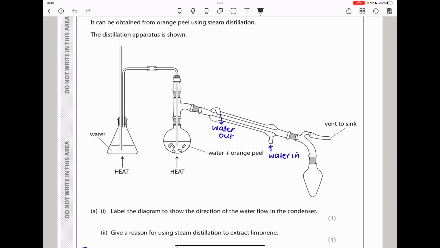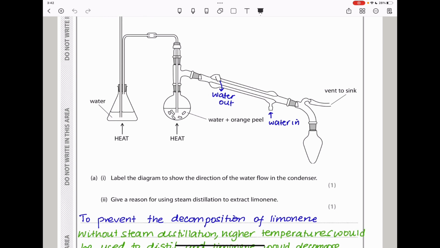They say, label the diagram to show the direction of water flow in the condenser. Within this condenser, cold water is going to move into the condenser at this point, so the arrow should be pointing upwards. And then the water that has been used to cool is going to move out here, so we can see water coming out at that point here.